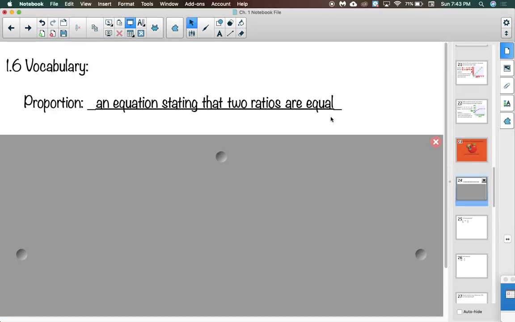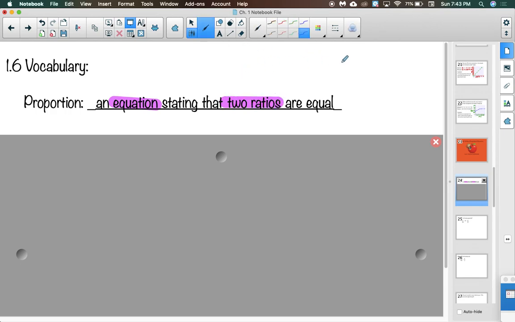First word here is proportion, and a proportion is an equation stating that two ratios are equal. So, two important pieces of this definition. The first important word here is equation. And we all know what an equation is. An equation has an equal sign in it. It tells us that two things are equal. And this particular equation is telling us that two ratios are equal.